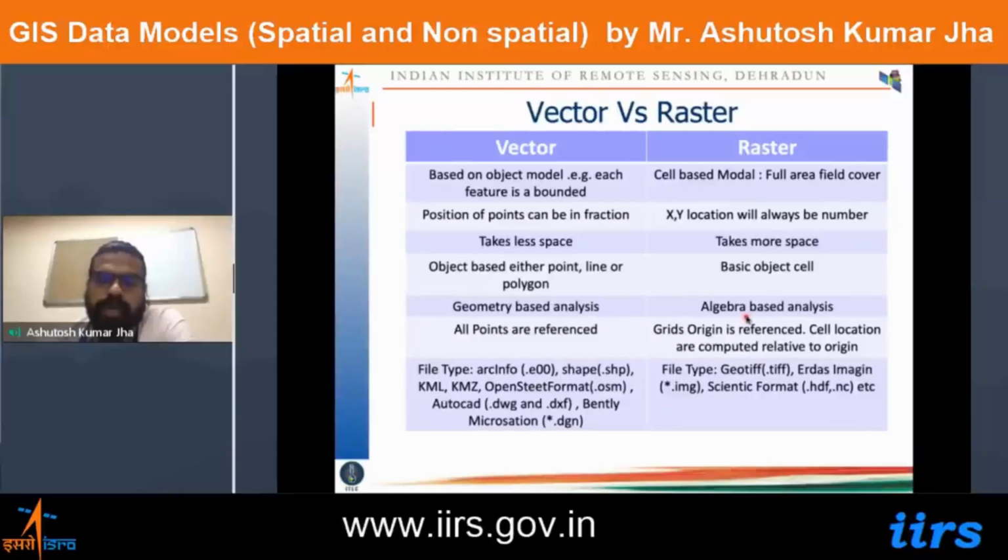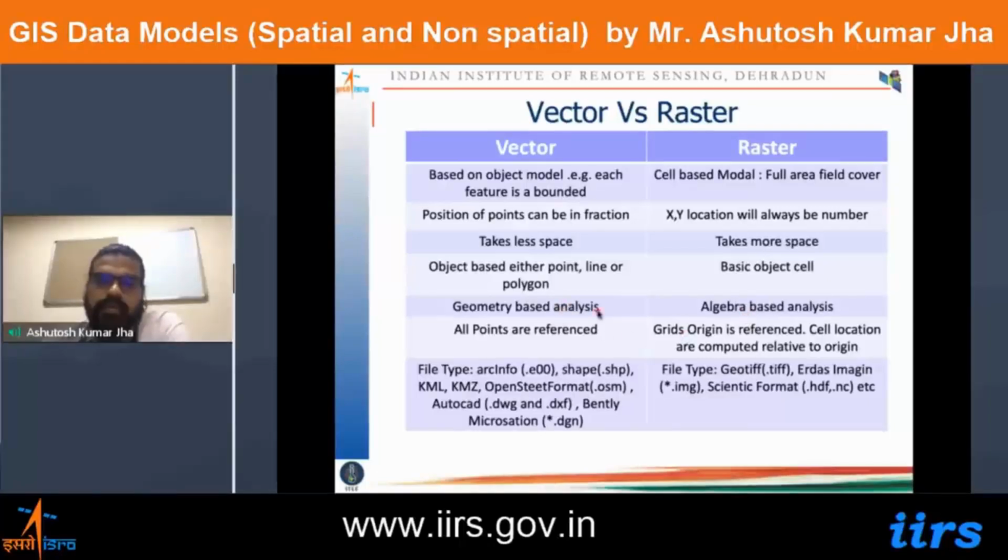Then a vector format generally takes less space because you are storing only a few pieces of information about the points which get created. In the raster format, you need to store all the information about each of the grids within the extent. So generally the sizes of raster files will be quite huge. Then in the vector, the basic objects are point, line, and polygon, whereas in case of raster, the basic objects are cells.